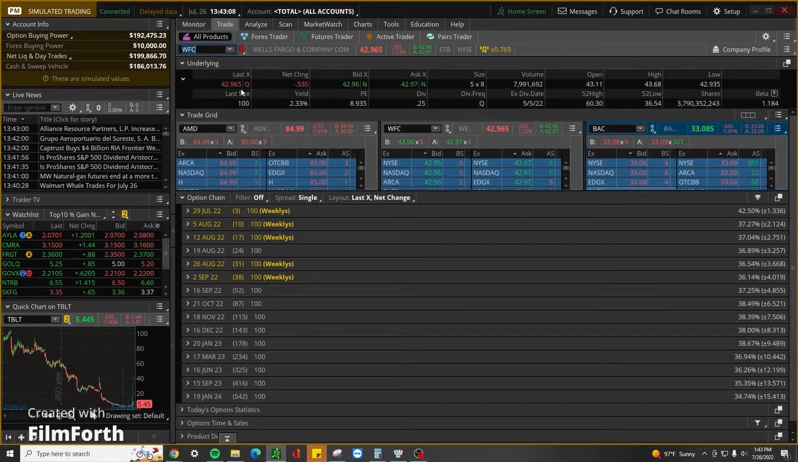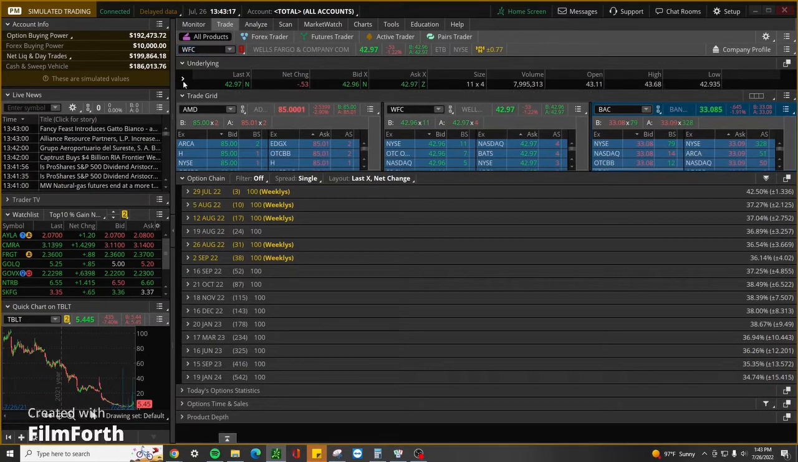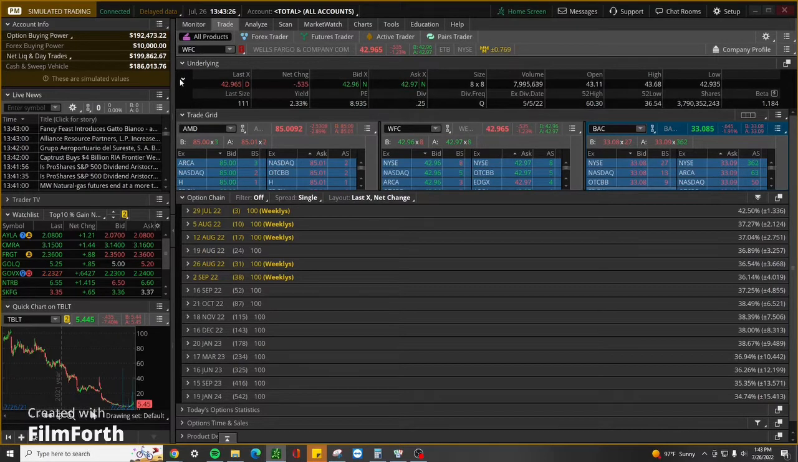It shows us the last price, the net change, the bid ask, the sizes, and the volume of the trades today here. And essentially this little drop down exposes you to more information about the stock if you wanted to see additional information in terms of the last size, the yield, 52-week highs and lows.